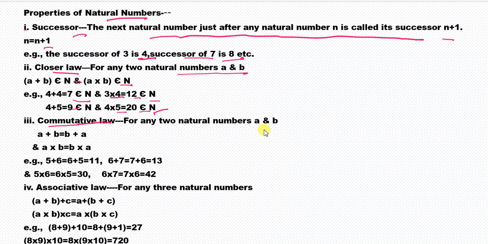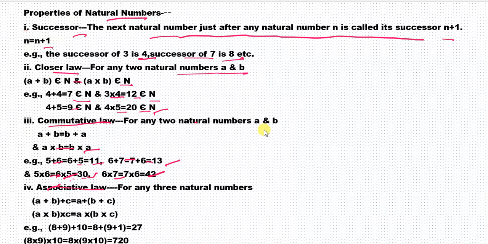The third property is commutative law. For any natural numbers a and b, a plus b is equal to b plus a, and a into b is equal to b into a. For example, 5 plus 6 is equal to 6 plus 5 is equal to 11. We only interchange the places of the digits. Similarly, 6 plus 7 is equal to 13, we can also write 7 plus 6 is equal to 13. 5 into 6 is 30, and 6 into 5, interchanging the places of 5 and 6, gives the same result, 30. Similarly, 6 into 7, we can also write 7 into 6, the result is 42.